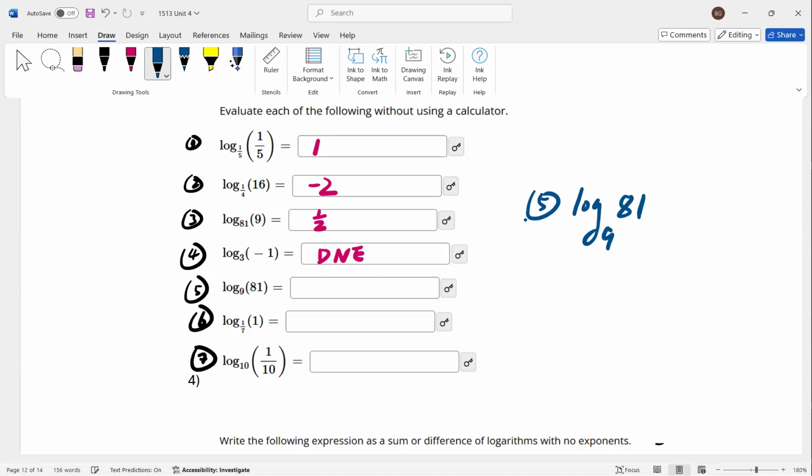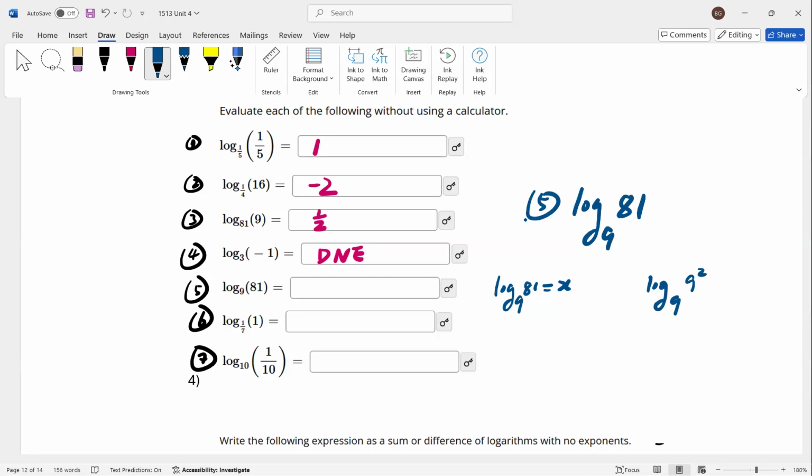Basically, we have 2 methods. The first method, you can let the expression be x and then convert it to exponential form and then figure x out. The other method is to rewrite the argument as a power of the base. So what do you think? What's the value supposed to be? 2. Yes, 2. Awesome. Very good.